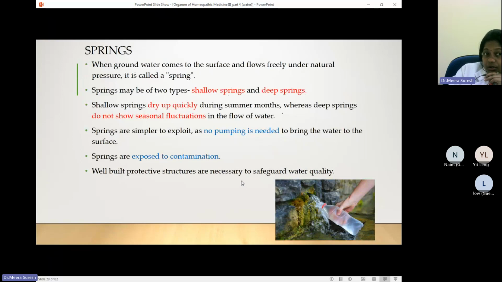And there are water companies who just market this spring water, saying that because the minerals are present, it is coming deeper from the ground, so it is having some minerals in it, and that is why we also use it as our medicine. But there are companies which market this and make profit by this. So the springs are easier to get exploited. Well-built protective structures are necessary to safeguard the water quality.